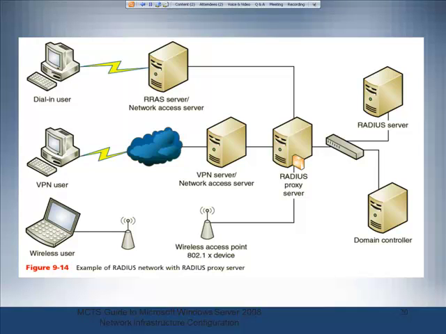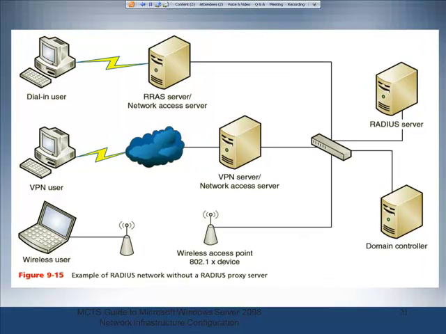There's a VPN server and a network access server. The Radius proxy may have to pick which of the Radius servers it sends the information to. You might have a Radius server for dial-in, a Radius server for VPN, a Radius server for wireless, and the proxy would then determine which one to do the authentication from. That would be in a really large network.